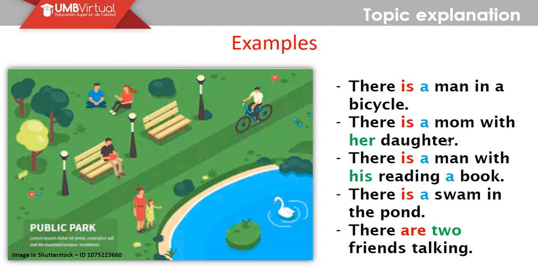There is a mom with her daughter. A mom, okay, yes, we don't know her. There is a man reading a book. A man, a book. There is a swan in the pond. We don't know like which one it is. There are two friends talking. Yes, then we use like here like a number. Recordemos que entonces ese a o an va precediendo al sustantivo y vamos a tener en cuenta por qué vocal o consonante empieza esta palabra para desde allí diferenciar an or a.